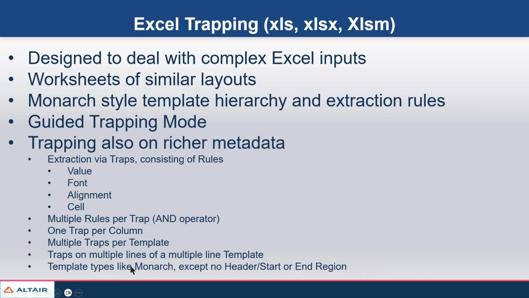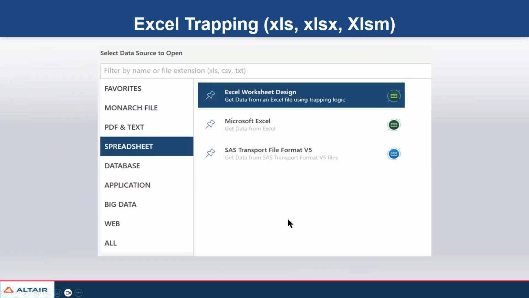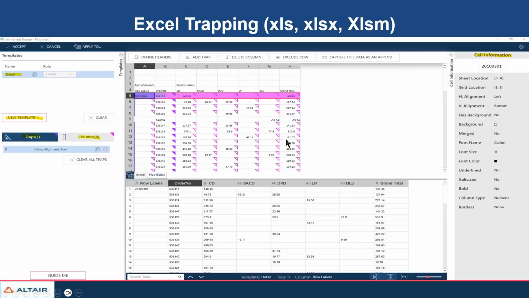Again, it uses templates like Monarch, like the detail, append, footer, exclusion, but it does not have header or start and region templates. Those are the two templates that are not available when you're using Excel trapping. So to use Excel trapping, again, you select under favorite spreadsheet, Excel worksheet design, and then you select your Excel file, and by default you have to specify the detail. You have to do the detail template first, and then you can add other templates.